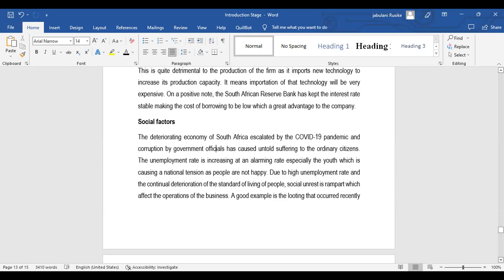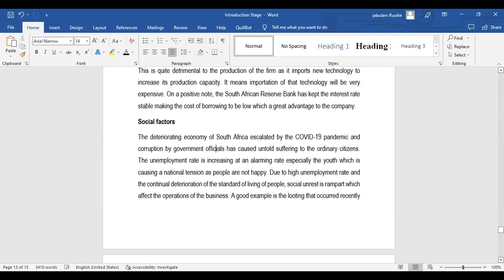Like here, I've given an example of the deteriorating economy of South Africa, which has been escalated by the COVID-19 pandemic, and also allegations of corruption. Allegations of corruption by government officials have caused untold suffering to the ordinary citizens. So the unemployment rate is increasing at an alarming rate. You're talking about the social dynamics here. And the unemployment has affected the youth, right? Which is causing a national tension as people are not happy.